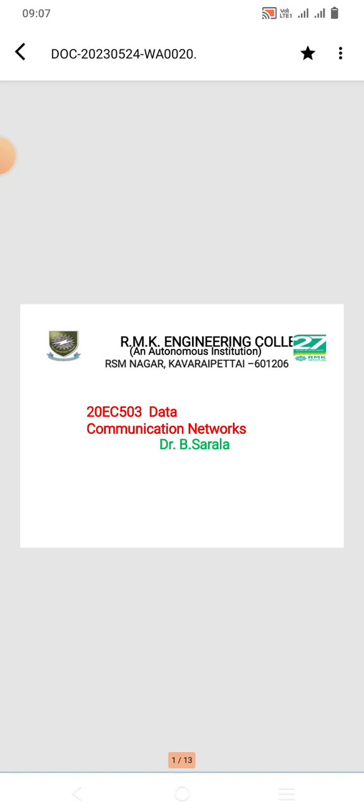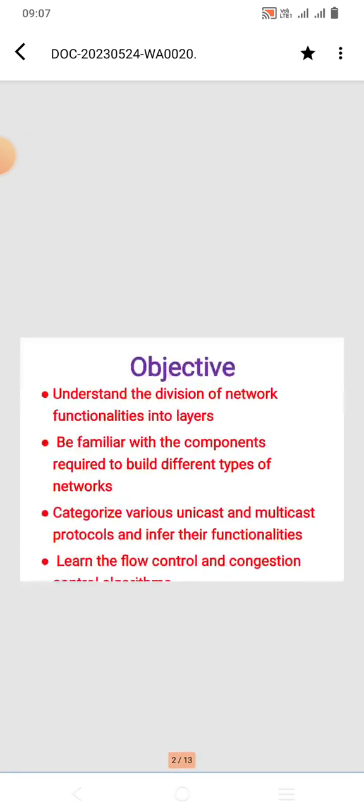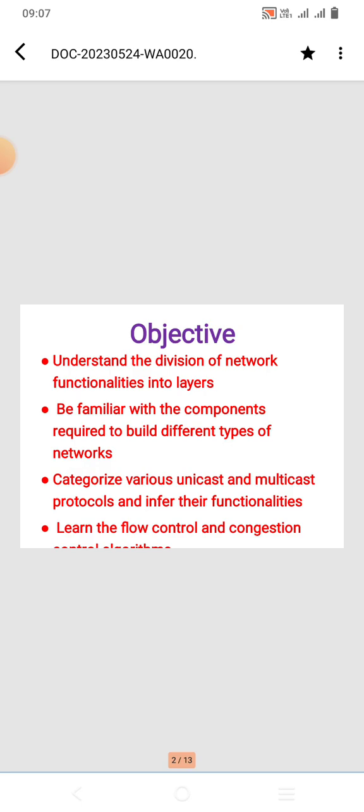This is a presentation on routing in Unit 3 of Data Communication and Networks. Before entering into the topic of routing, let us see the objectives of Data Communication and Networks.